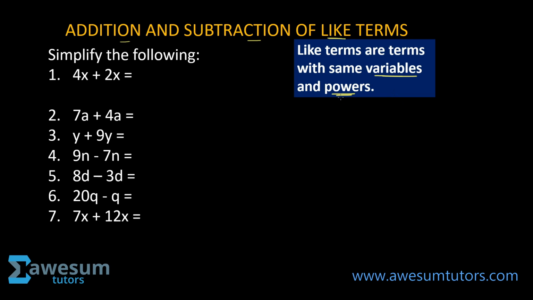Basically, variables are the letters that you use in your terms, expressions, or equations. Take, for example, this is 4x. These are the letters x. This is 7y. The letter is a. So those are the variables. Variables y, n, d, q, x. These are the variables.